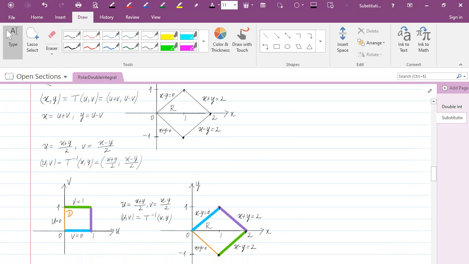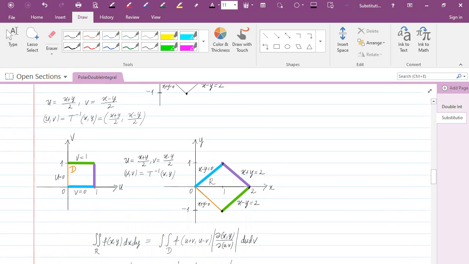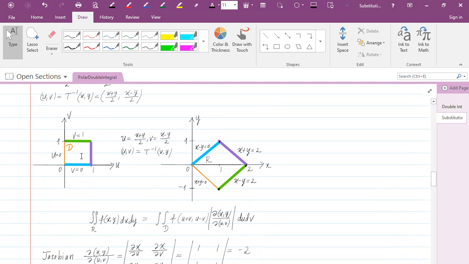So recall that the new region of integration D would basically be equal to the inverse of T applied to the original region of integration R. So what is D then? Well, notice that we got that u is x plus y over 2 and v is x minus y over 2.